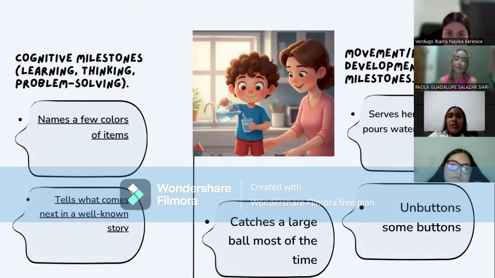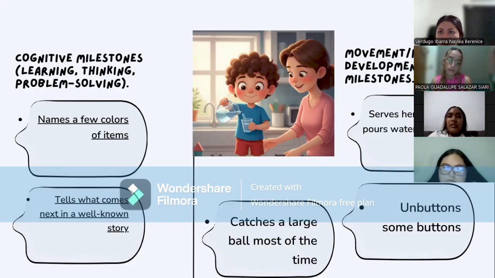Cognitive milestone, learning, thinking, problem solving: names a few colors or items; tells what comes next in a well-known story. And movement, physical development milestone: serves herself food or pours water with adult supervision; catches a large ball most of the time; and buttons some buttons.